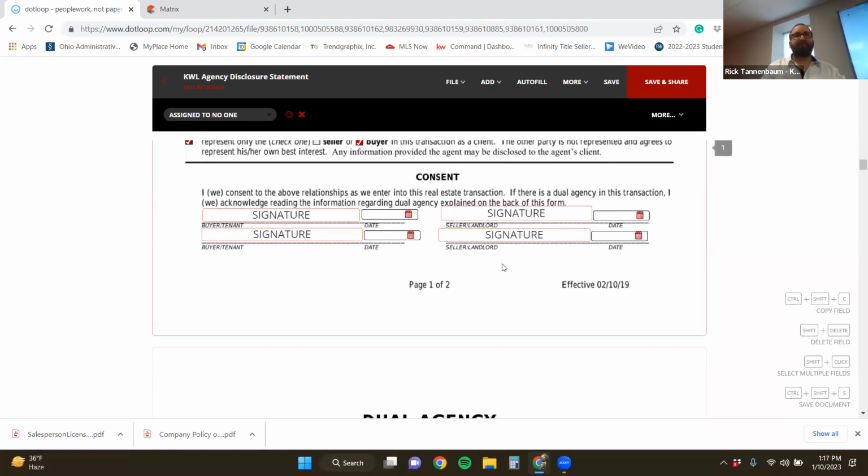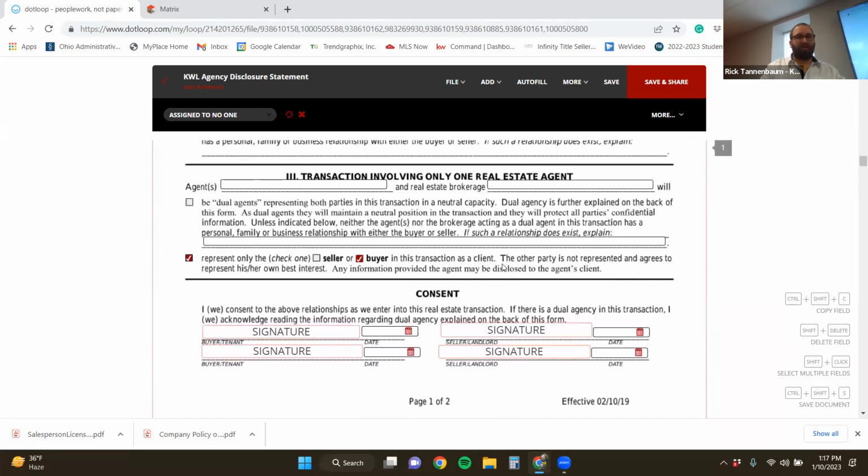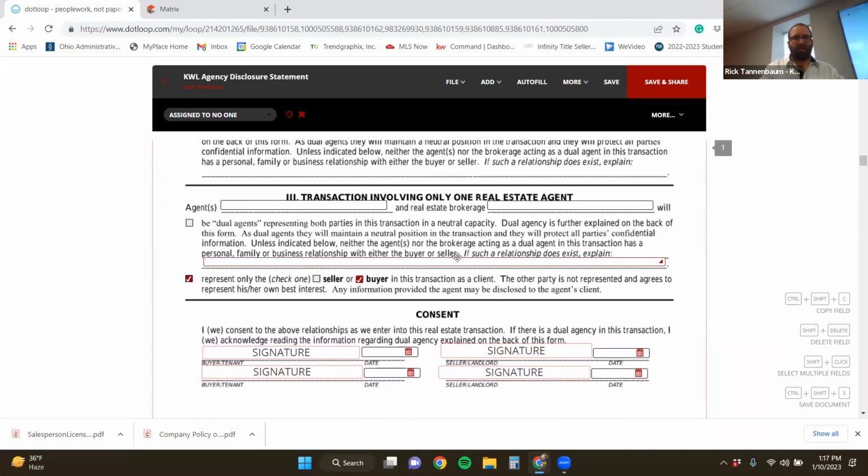Questions about this form? I have a question about that one space under dual agency. I was reading it. That's just if you're related to one of the buyer or seller, correct? Dual agency is further explained. Is that what you're reading? Yeah, such relationship does exist. Explain. Yeah. So the buyer is my brother. Well, that could be a personal relationship or a business relationship. So if the buyer's your tenant, there's a business relationship too, not just a personal family relationship.